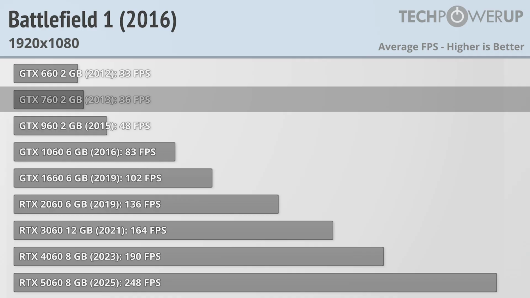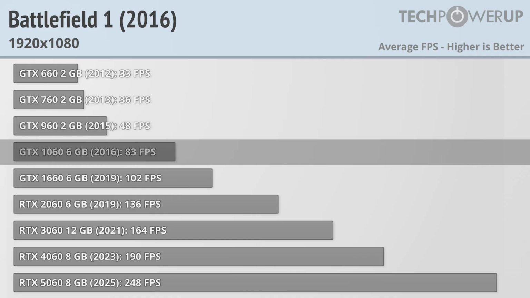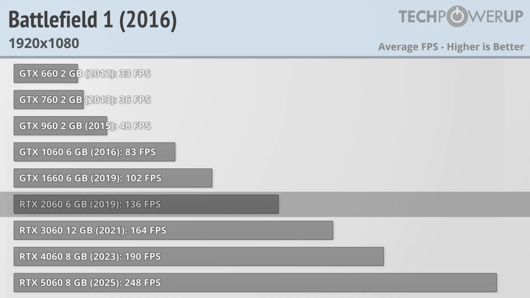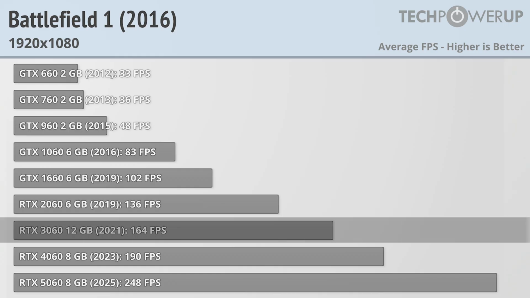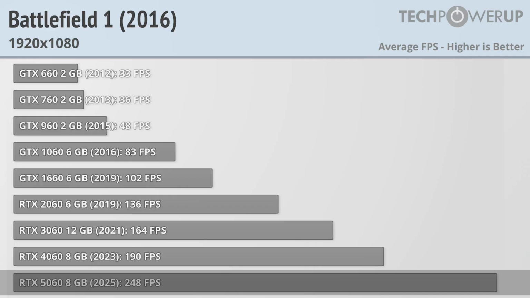The GTX 760 does just a bit better at 36 FPS, with the GTX 960 being a noticeable step up at 48 FPS. The GTX 1060 though does deliver a generational leap at 83 FPS, being over 70% faster than the last generation. Swapping in the GTX 1660 does give us a nice boost in performance up to 102 FPS, but the increase in performance with the RTX 2060 is much bigger, being over 60% faster than the 1060. The RTX 3060 does give us a respectable 20% bump in performance, the RTX 4060 giving us an additional 15% in performance, with the RTX 5060 topping the charts at 248 FPS, 30% faster than the RTX 4060.